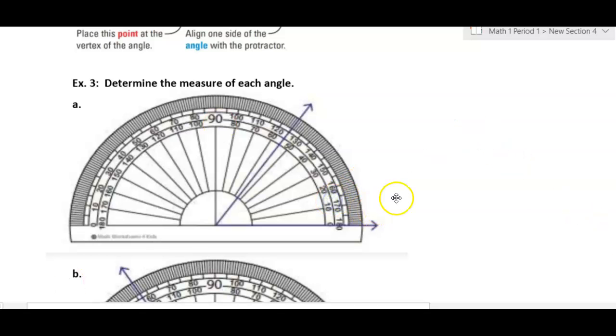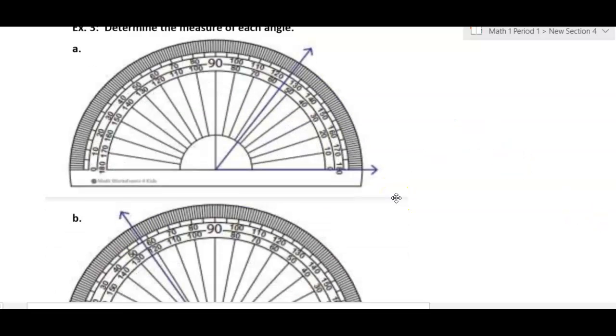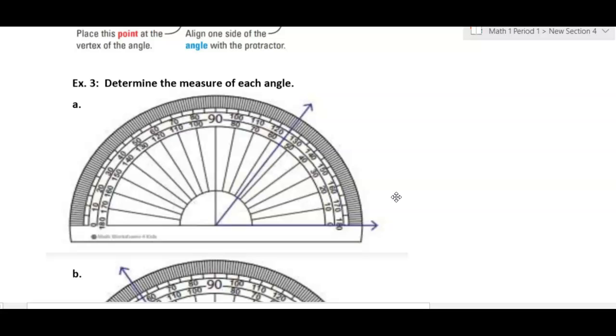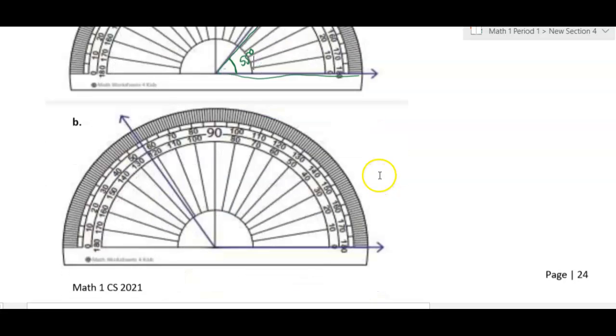Now, if I look at this, determine the measure of this angle. So again, here's my angle, here's one side of the angle, here's the other side of the angle. So it's between 50 and 60 degrees. So that angle would be 55 degrees.